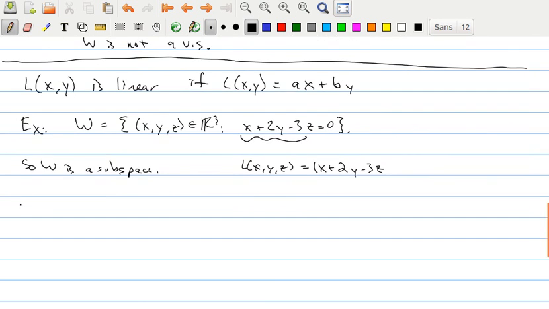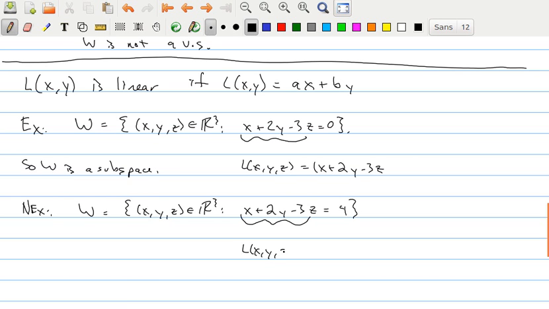Okay, let's look at an example where this might fail. Let's look at a non-example. Suppose W is the set of all points x, y, z in R3 so that x plus 2y minus 3z equals 4. Again, this is our linear function, L of x, y, z is 1x plus 2y minus 3z.